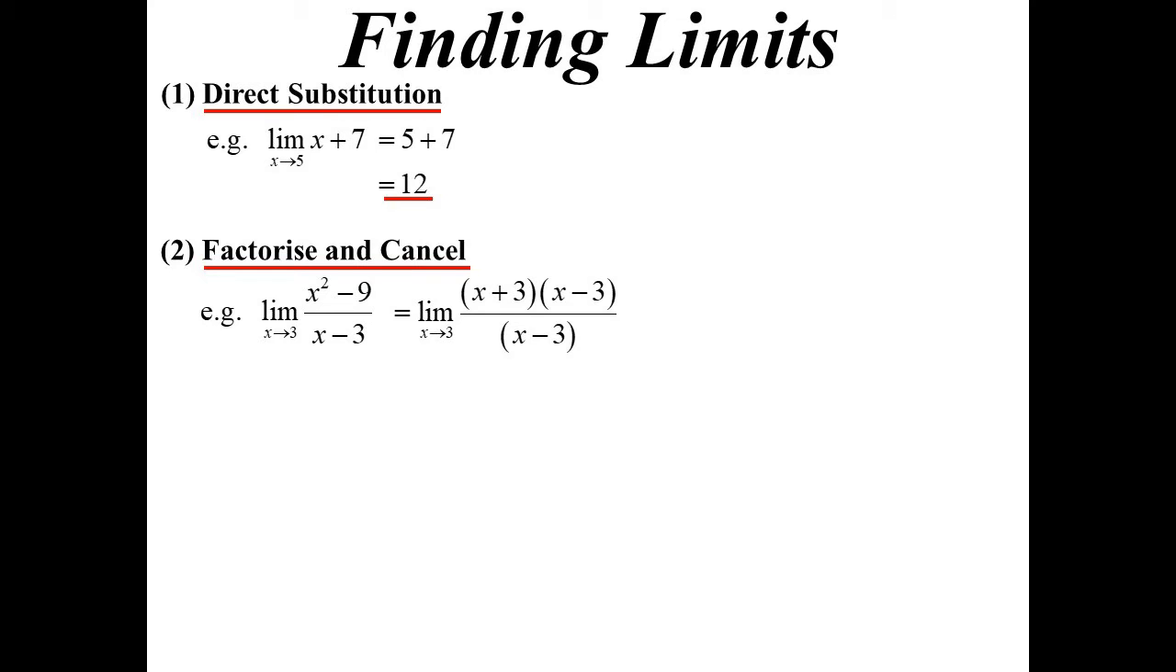So the first thing to do here is to factorise it, and we have the difference of 2 squares on the top, and then cancel the x minus 3. Now I've got something that I can directly substitute into, so 6. So I know as the x value is getting closer and closer to 3, our function is getting closer and closer to being 6 units, or above, in this case, the x-axis.